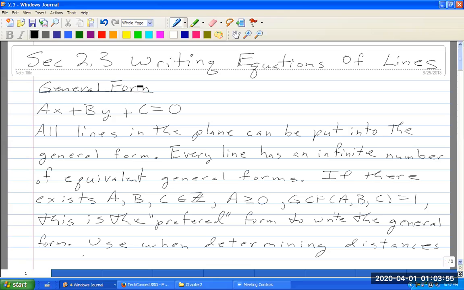equation of a line. The general form for the equation of a line is in the form ax plus by plus c equaling 0. Note that all lines in the plane can be put into the general form. However, every line has an infinite number of equivalent general forms.